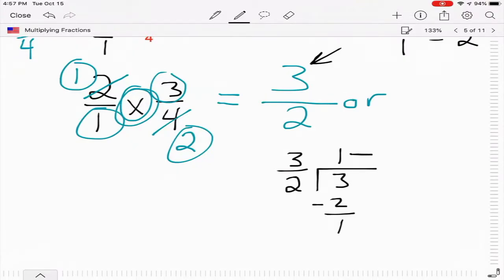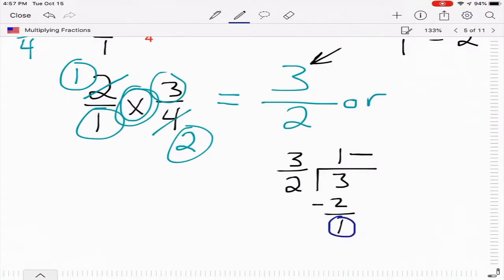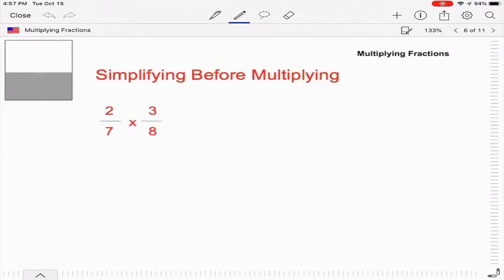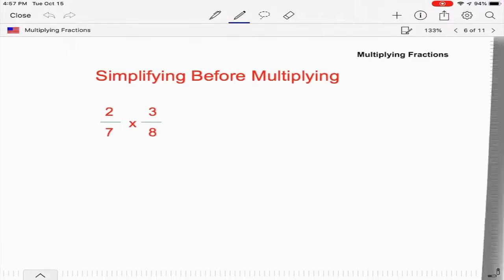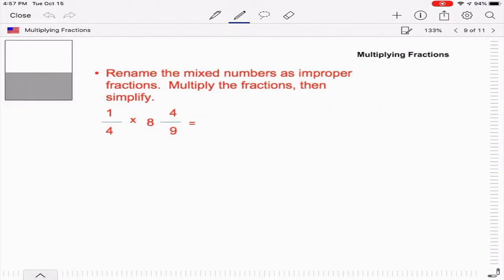I put my fraction bar next to it. The remainder is my numerator. So that 1 goes on top. My original denominator goes on the bottom. And my mixed number is 1 and 1/2. So try the other ones on your own. I'll check it off. I just want to do one more with you. So you can either pause the video until you get to this problem, or you can just skip ahead and do this problem now with me.